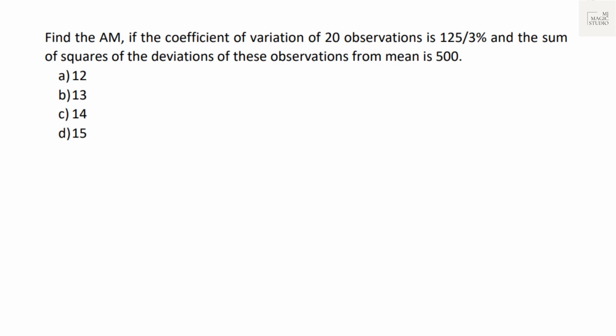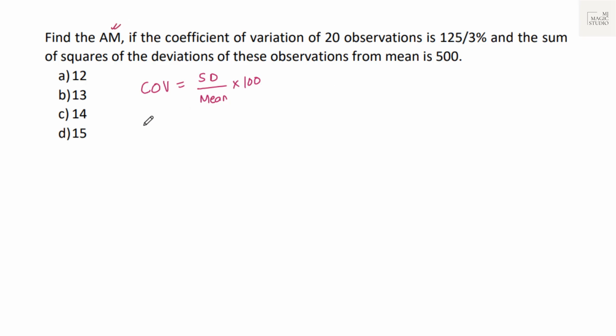Our take on few different variants in statistics. Go through formulas of statistics. Try this out. Find the arithmetic mean, AM, if the coefficient of variation is given by SD by mean into 100. Mean here means AM.